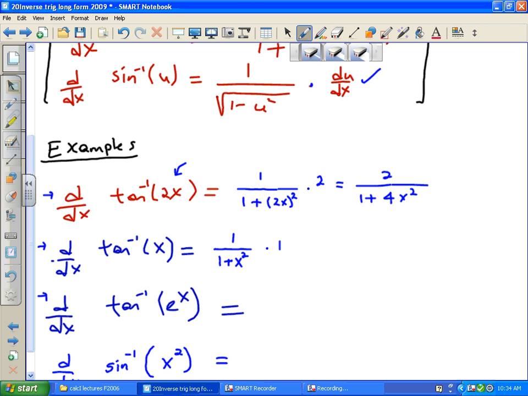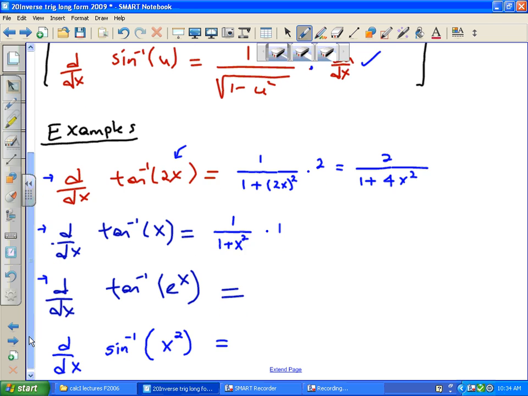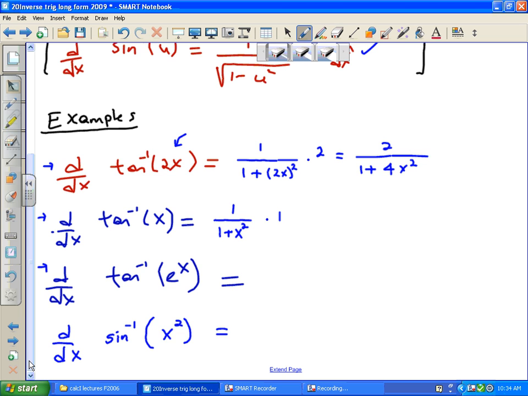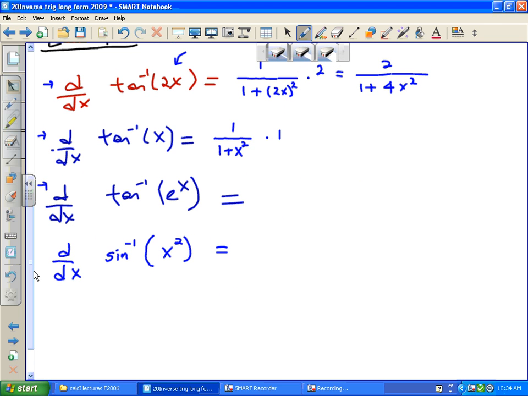Can you tell me the answer for the next one? Tangent inverse of e to the x. So it will be 1 over, the rule is 1 over 1 plus u squared, right? So what is u squared in this case? E to the x quantity squared, right? And what do I multiply this with? The derivative of e to the x, which is e to the x.